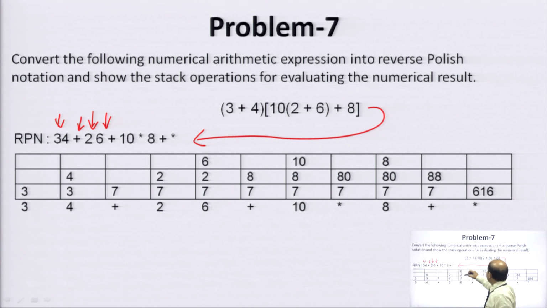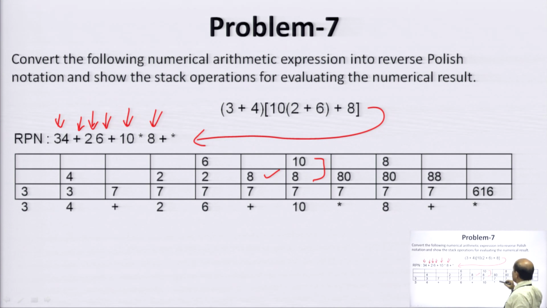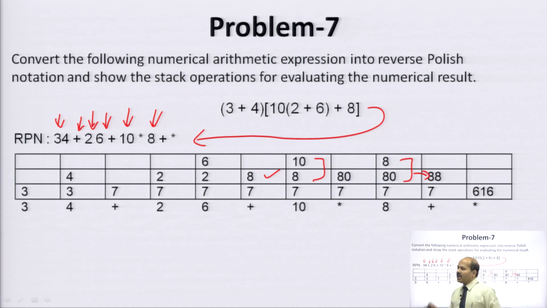Then next is addition: we perform addition of the top two elements and the result is 8. Then the next value, 10, is pushed, and then we multiply the top two elements; the result is 80, which is pushed back to the stack top location. Then the next element 8 is pushed, then we perform the addition, and the result is pushed back to the top location of the stack. Then the multiplication of the top two elements gives 616. This way we can find the result of this problem.